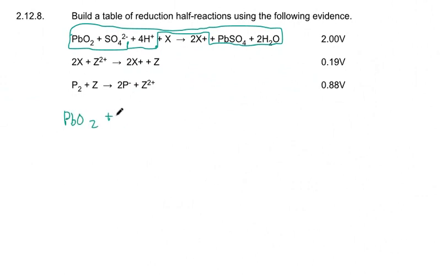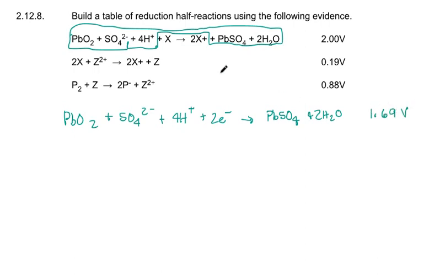PbO2 plus a sulfate plus 4 hydrogen. Oops, sorry, plus 2 electrons. I hear those are important in electro, though admittedly not super important when you're just calculating voltages. Plus 2H2O. And according to the data book, that gives us 1.69 volts.